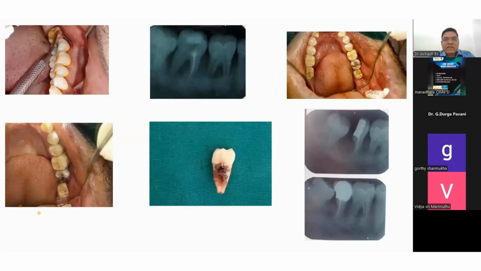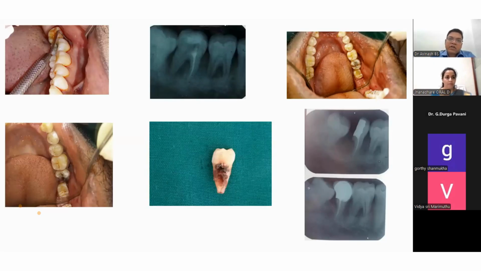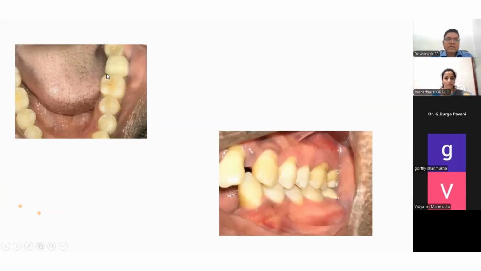This is the same case which we had treated. This was done in my department in JSS Dental College. Here we decided to do endodontic treatment and then hemisection. We removed a portion of the tooth and finally we restored it with a crown. See, a crown has been placed and the function was restored.